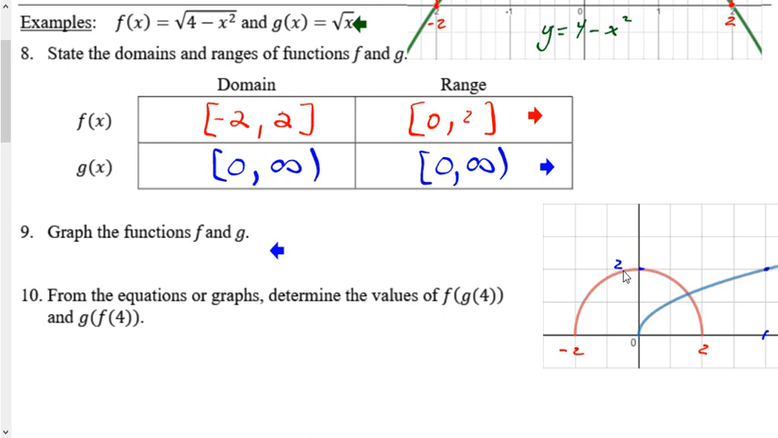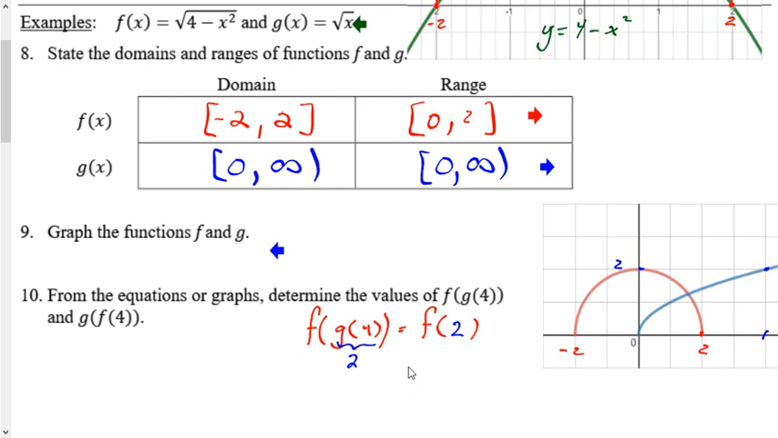So f of g of 4 is equal to f of 2, because this g of 4 is equal to 2. And that's what I found here. When my x value is 4, my y value is 2 in my g of x function. So then I'm going to look at this, and I'll say if I plug a 2 into my f of x function, what do I get as a y value? I get a 0.